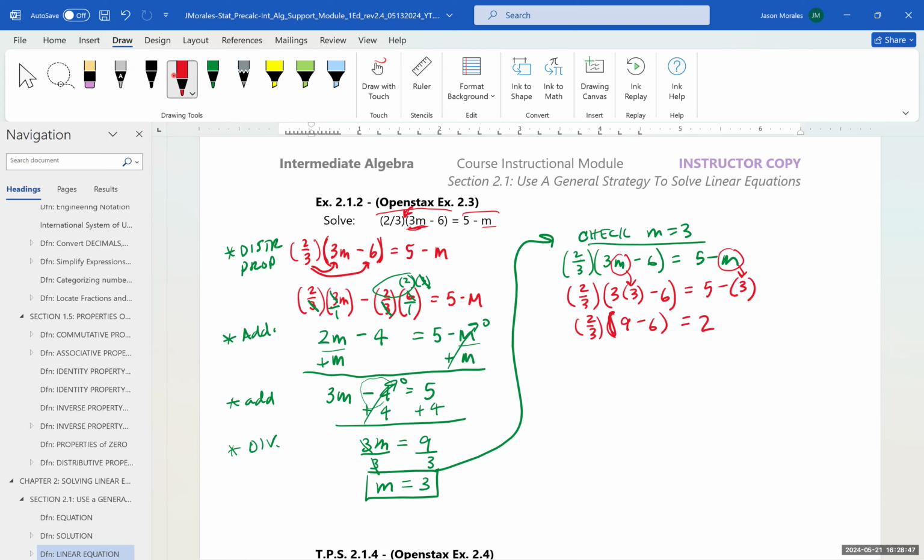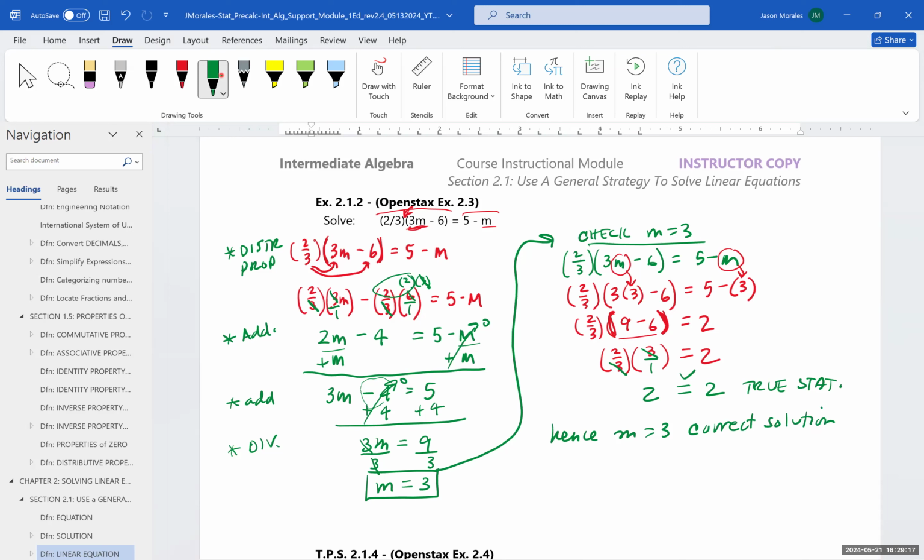Let's see here. Inside these parentheses, we have to do that first. And 9 minus 6 is 3. And we can think of 3 as 3 over 1. The 3's cancel. That leaves us with 2 equal to 2. That is a true statement, which means m equals 3 is a correct solution to our equation above.